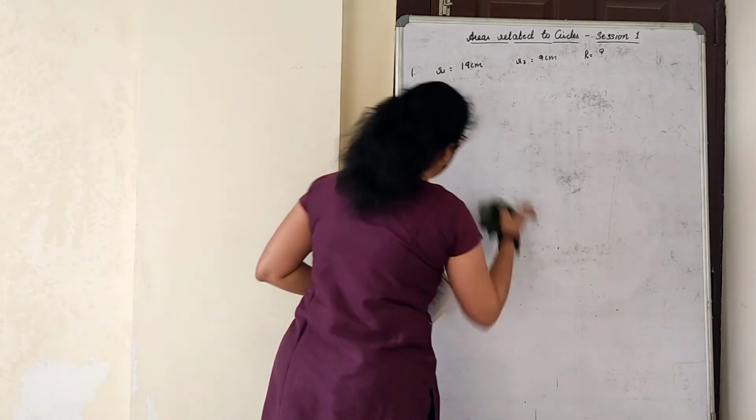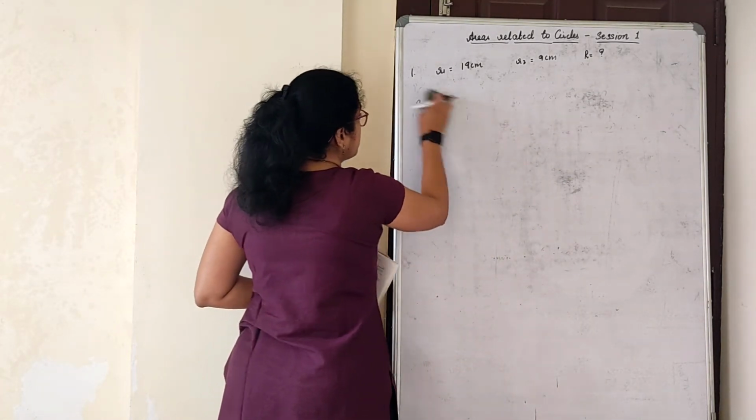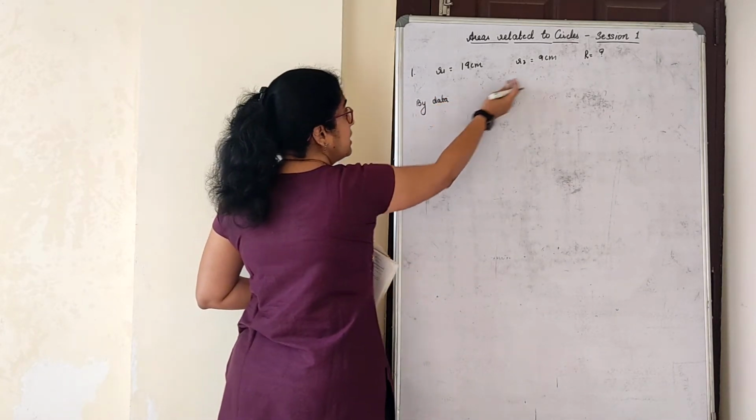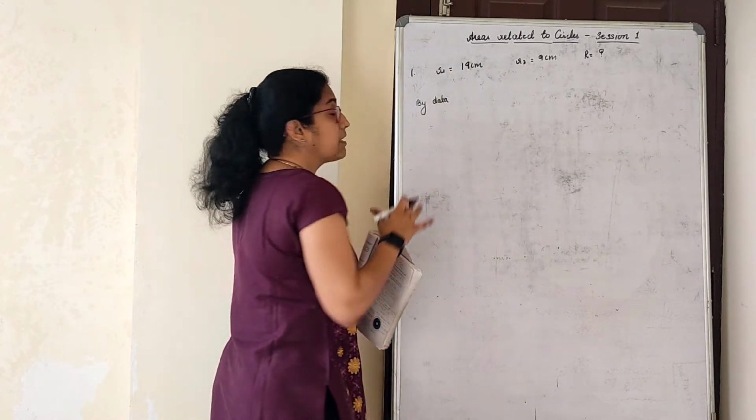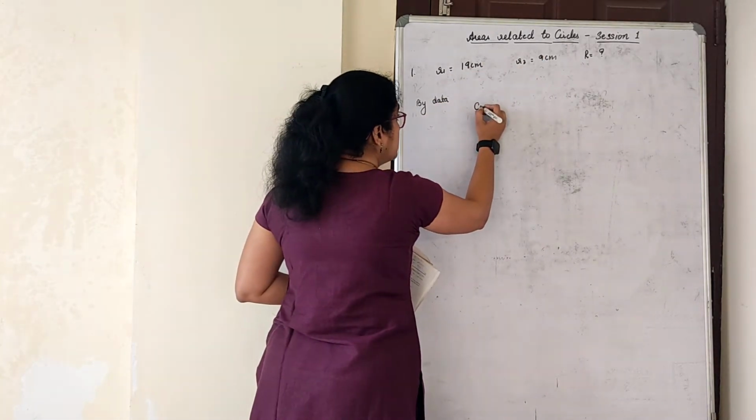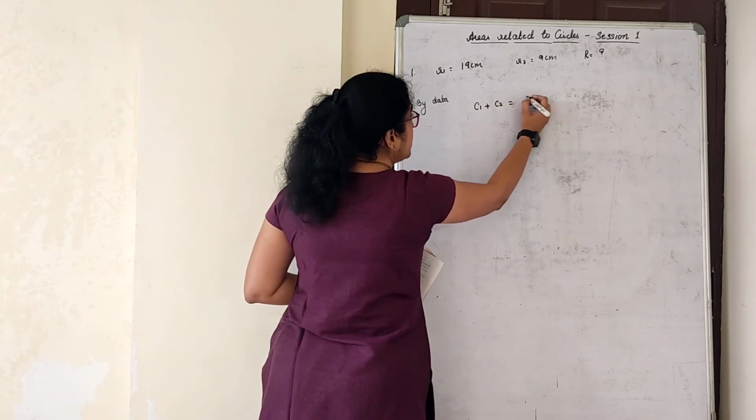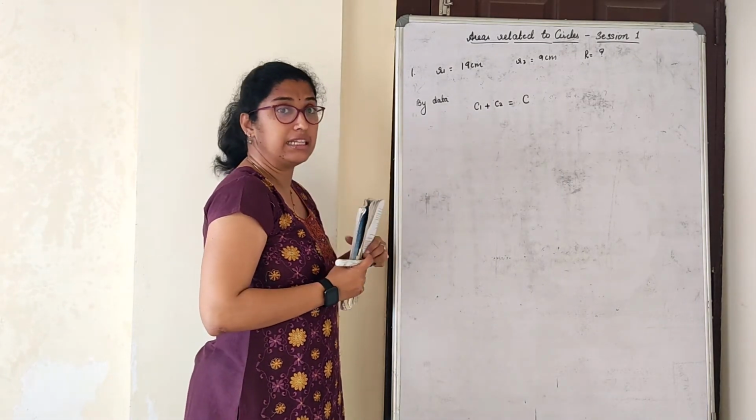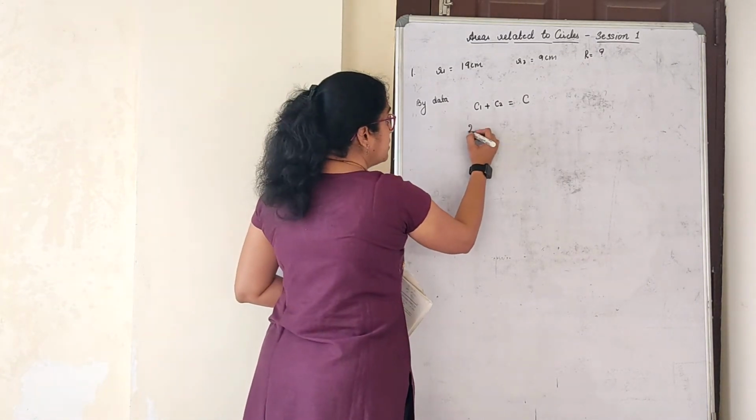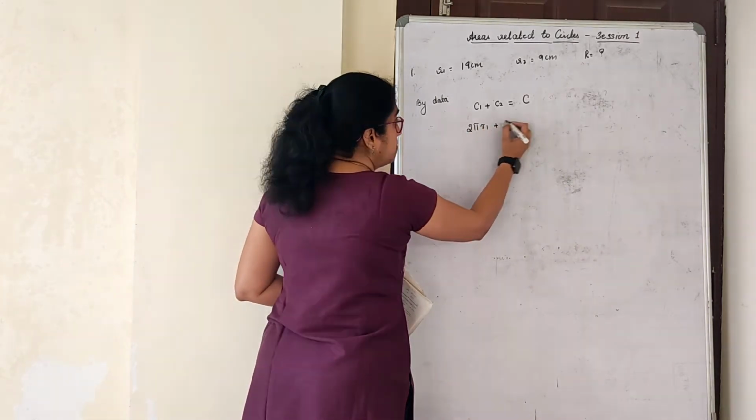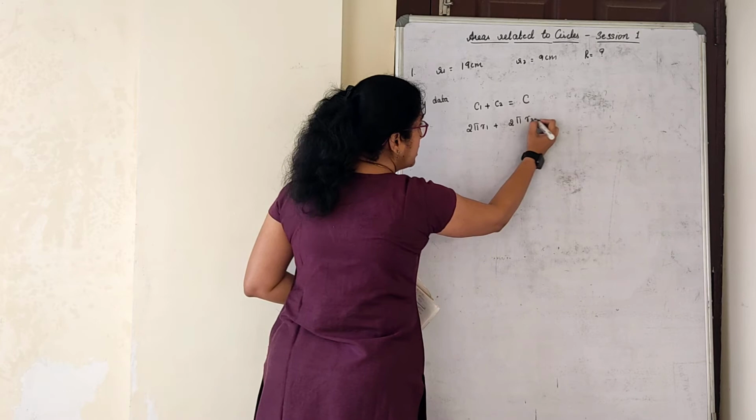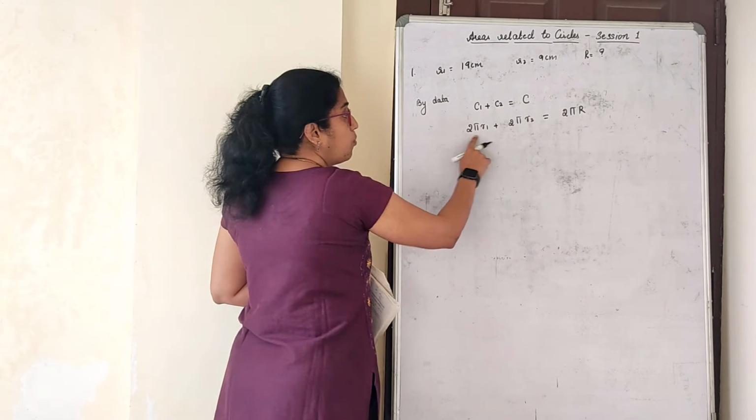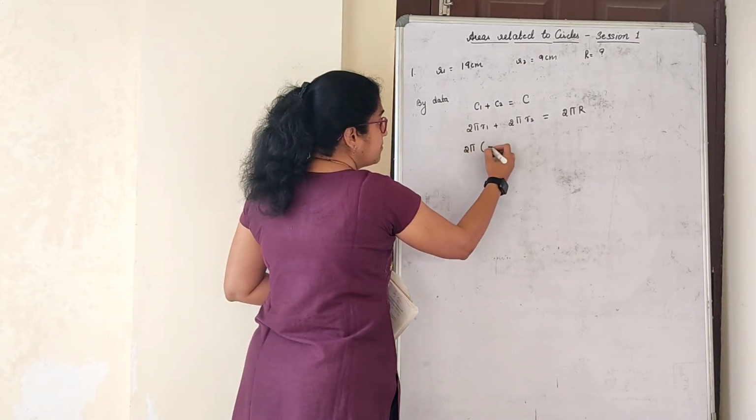Or directly we will write this as, by data, what they have told us, the circumference of the bigger circle is nothing but equal to the circumference of these two circles. So C1 plus C2 is nothing but the circumference of the bigger circle, right? That is what I have written. Write the formulas. What is circumference? 2 pi R1 plus 2 pi R2 is equal to 2 pi R. Okay. What is common? 2 pi is common.